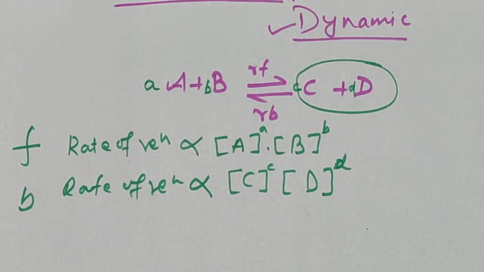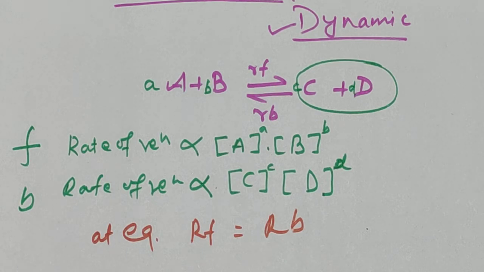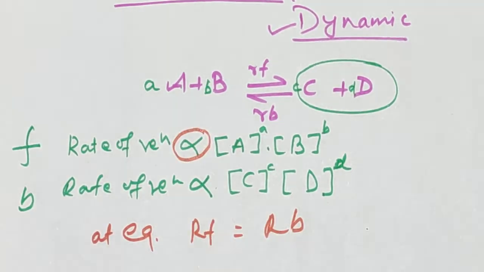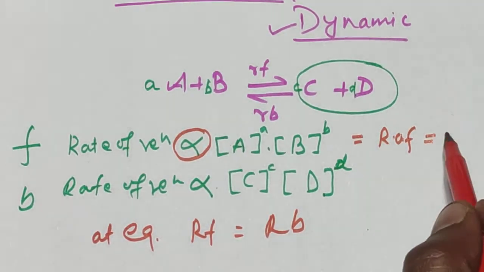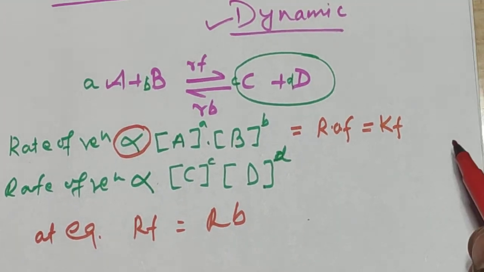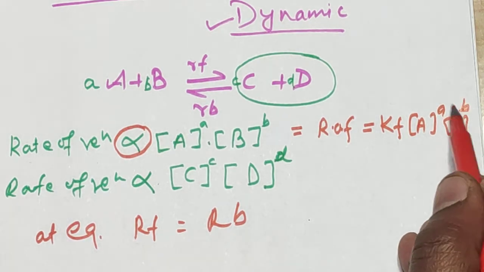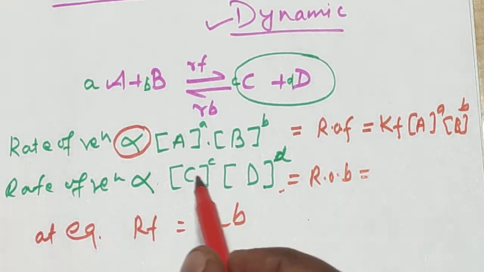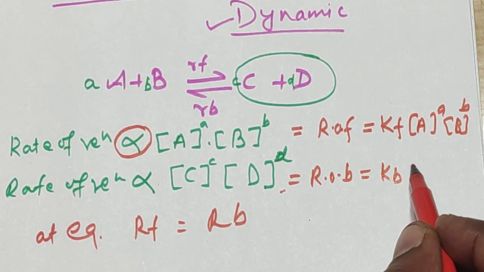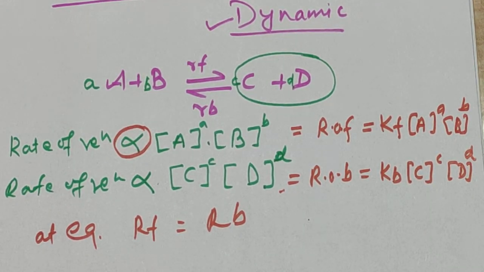Okay. So now what will happen at equilibrium? At equilibrium, the rate of forward reaction will be equal to the rate of backward reaction. To remove this proportionality sign, you can write the rate of forward reaction as Kf, a constant, into the active mass of A to the power a into the active mass of B to the power b. Similarly, the rate of backward reaction will be equal to Kb into C to the power c into D to the power d. Okay, simple.